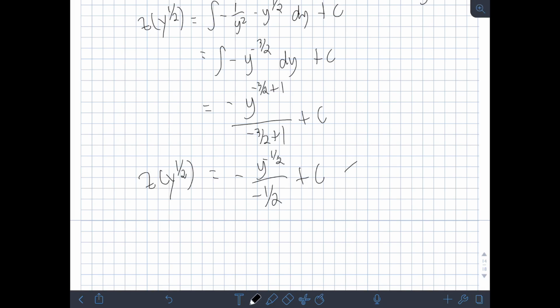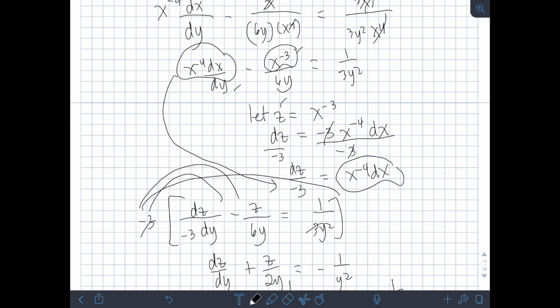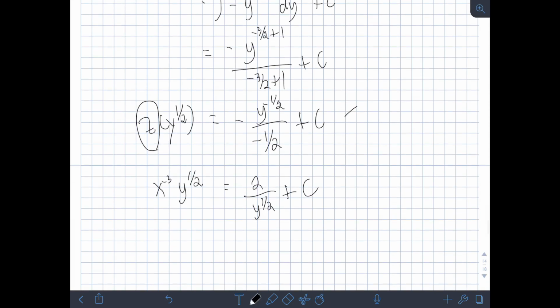So, magiging ano na to. So, palitan na natin yung z ng x raised to negative 3. So, x raised to negative 3, y raised to 1 half. So, magiging ito ay 2 over y raised to 1 half plus c. Okay, so parang y raised to 1 half over x cubed is equal to 2 over y raised to 1 half plus c.